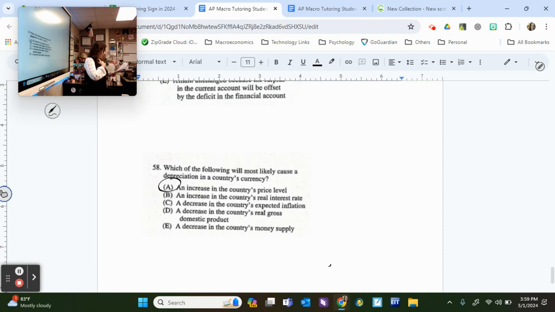A decrease in inflation? No, because if inflation is down, things are cheaper. And if it's cheaper, when we want to buy stuff from there, then we need that currency, which would make that currency appreciate. So we're looking for something that would decrease the demand of that currency. And if things are expensive, like they are in A, then we don't want to buy stuff from there.